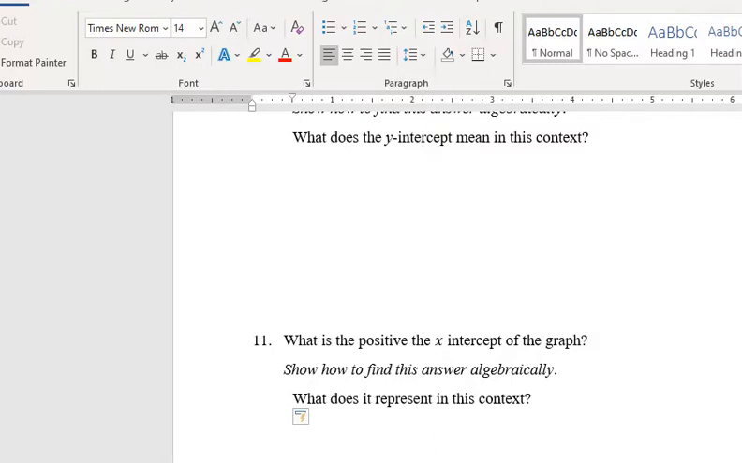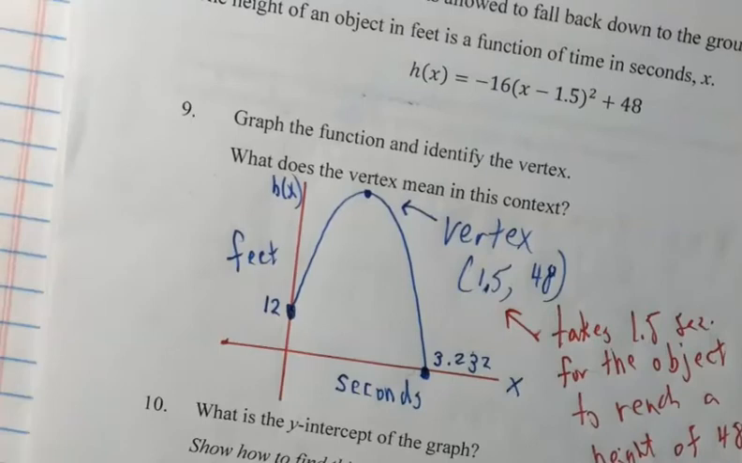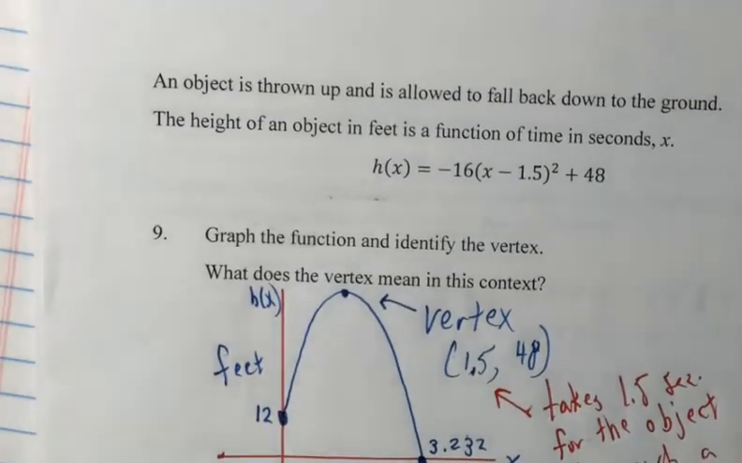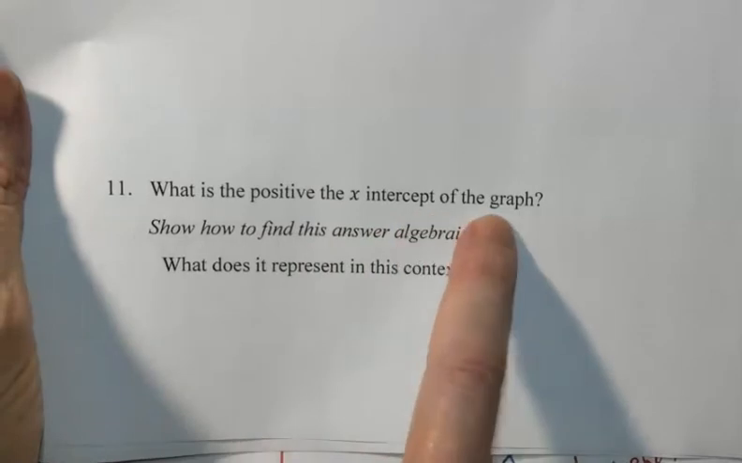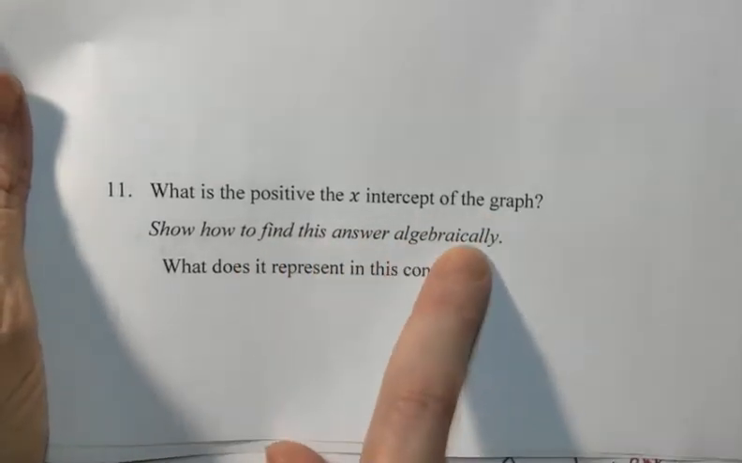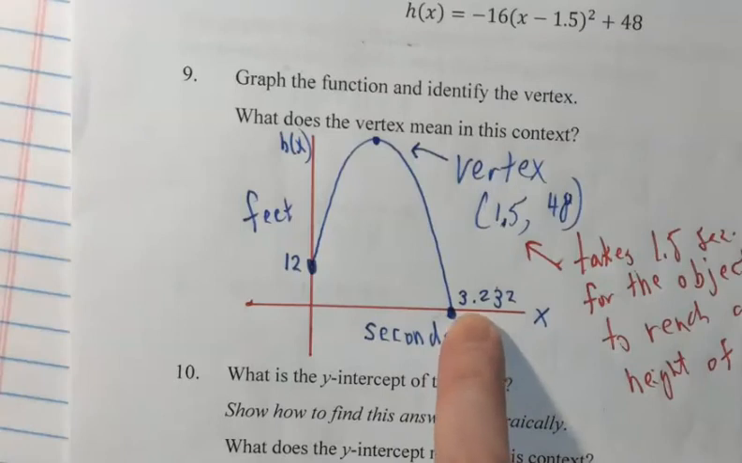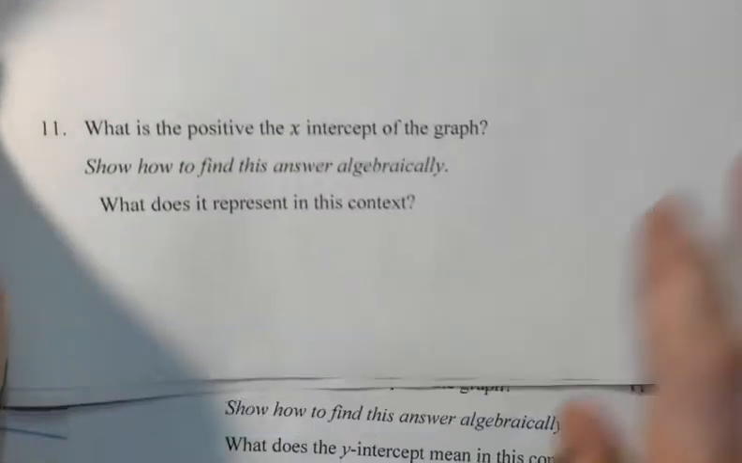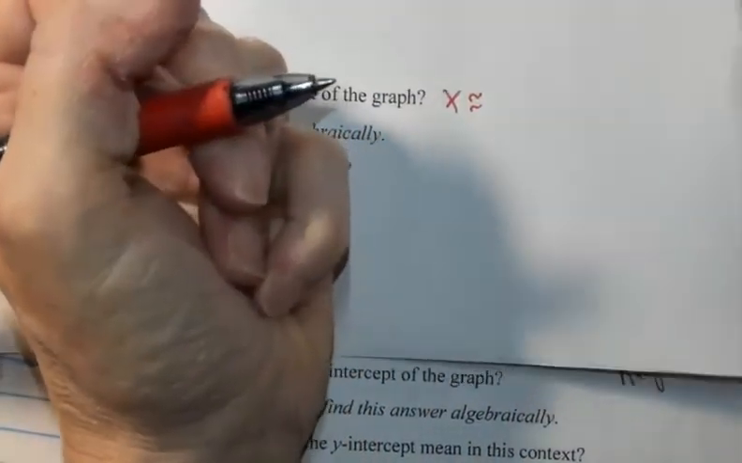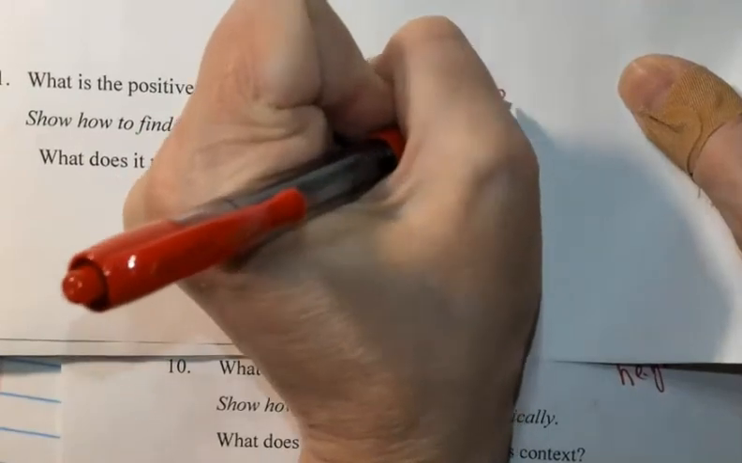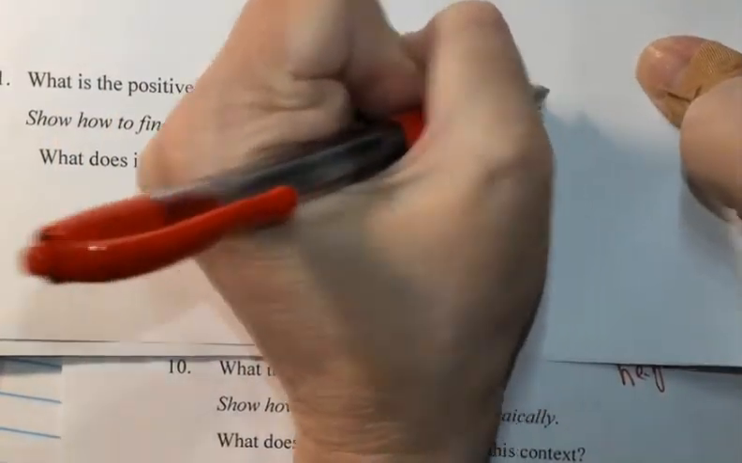Okay, so what is the positive x-intercept of this graph? So our last question is, what is the positive x-intercept of the graph? Show how to find this algebraically, and what does it mean in this context? Well, if you go back up here to the graph that we've made already, we already had the x-intercept right here, actually, 3.232. So I'm going to write what is the positive x-intercept. It's approximately, because this answer, believe it or not, is not an exact answer. It's been rounded off. The calculator does that automatically when it displays these decimal numbers.